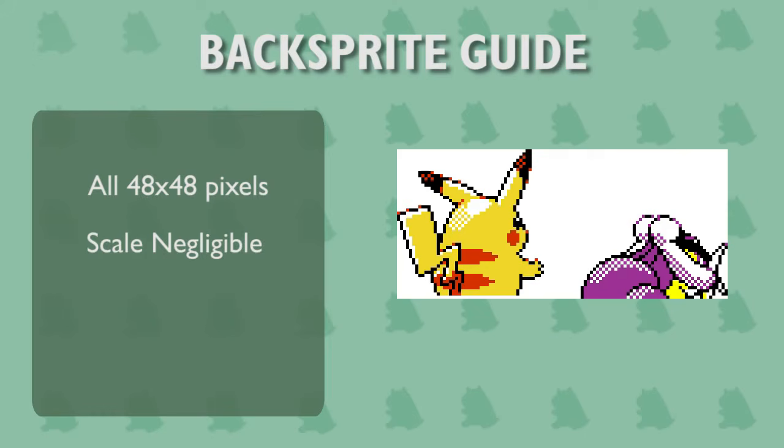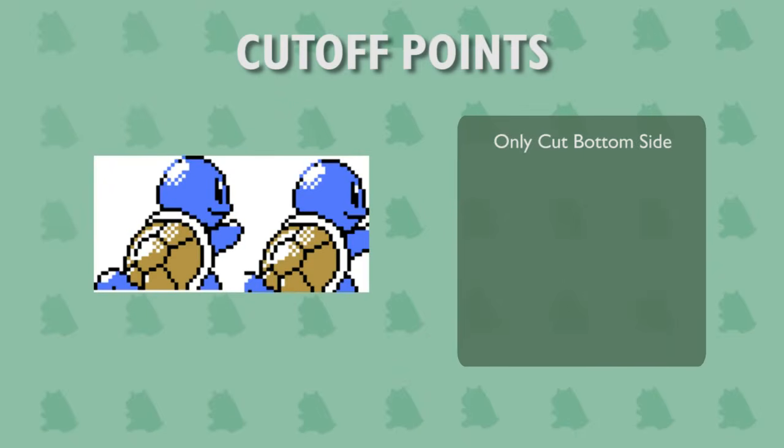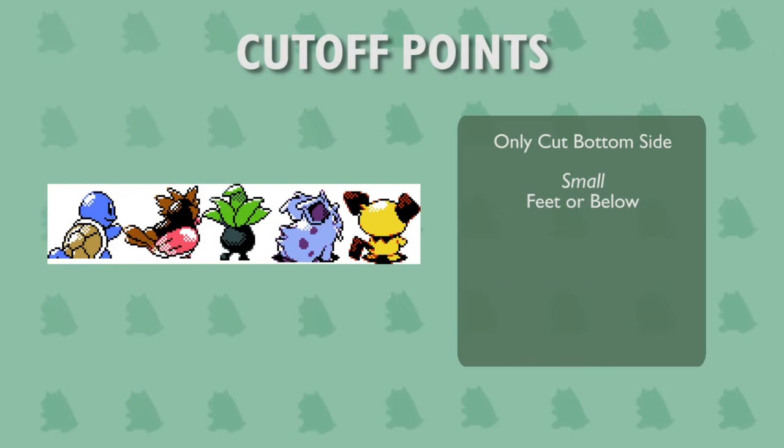When the official game has a Pikachu towering over a Raikou, yeah, it's not a big deal. Rarely do back sprites show the complete creature, as some parts are always obscured from view. These I call the cutoff points. The right and left hand sides must never be cut off. The cutoff point for very small Pokemon is usually at the feet, if not below, to show the full figure.